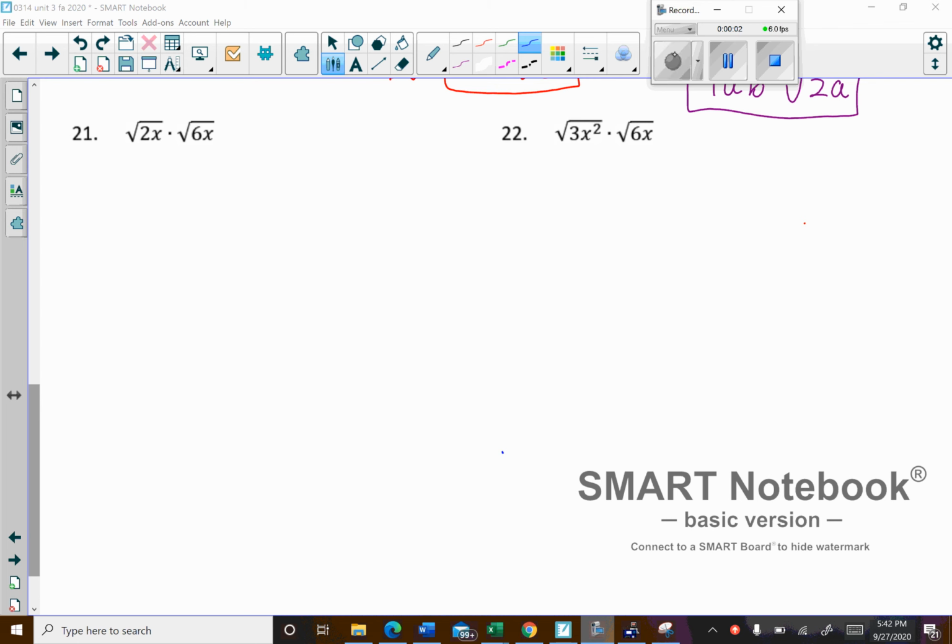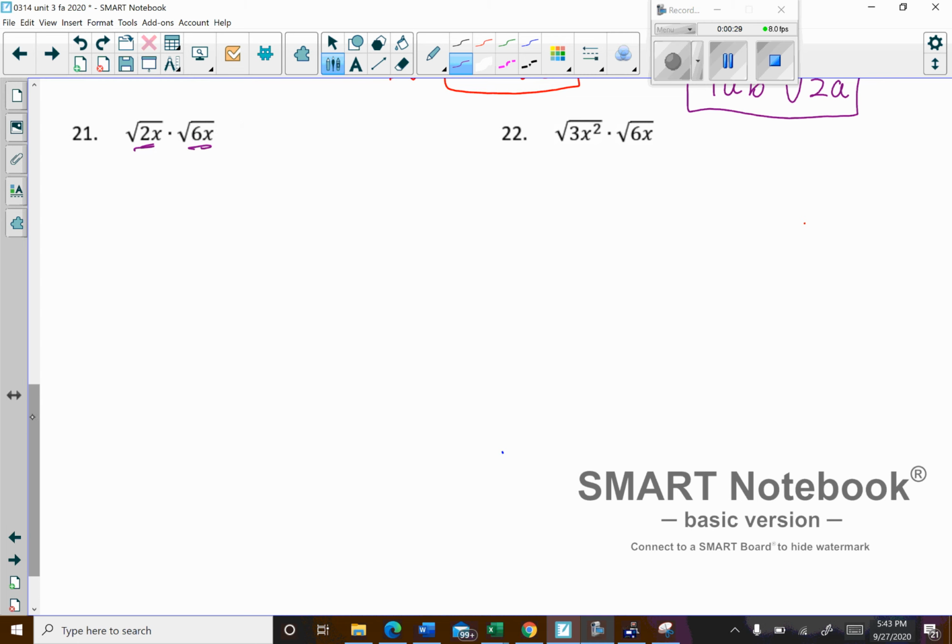Okay, so here's a continuation of 3.4 radicals, specifically square roots are what we're focusing on here. So we're trying to simplify these, but as you can see right here, I've got the square root of 2x times the square root of 6x, and neither one of those can really be simplified. I mean, I could break the 6 up into a 2 times 3, but neither one of those are a perfect square.